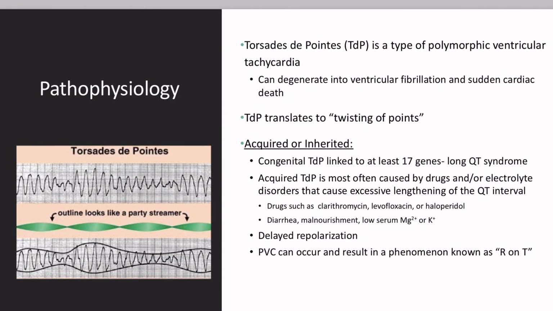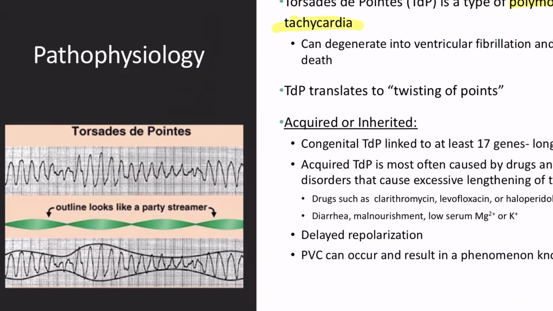So let's talk a little bit about the pathophysiology now. Torsades de Pointes is a type of polymorphic ventricular tachycardia. This is important: it can degenerate into ventricular fibrillation and sudden cardiac death. It's very important to see this, monitor the patient, and be aware of these changes. The literal translation is a twisting of points. I think this makes sense if you take a look here.